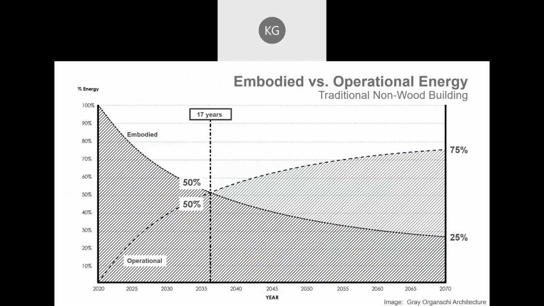It takes about 17 years, is what this chart is trying to show, before we get to 50-50, where the operational has become equal to the embodied carbon that was made to build the building. What we're getting at here is that it's significant, 17 years. And even after 50 years, the embodied energy is still 25% of the building's overall energy use.